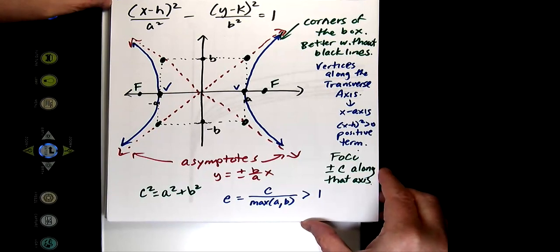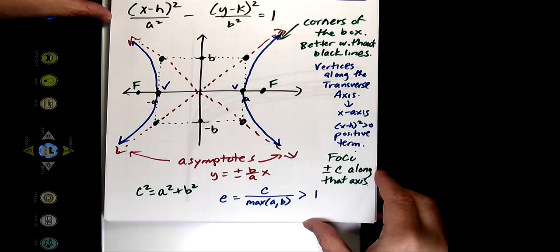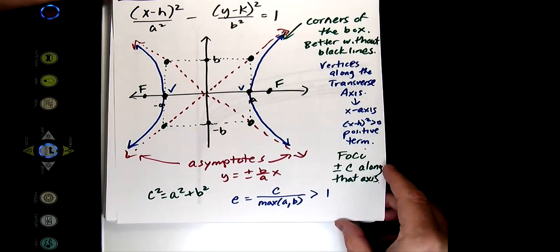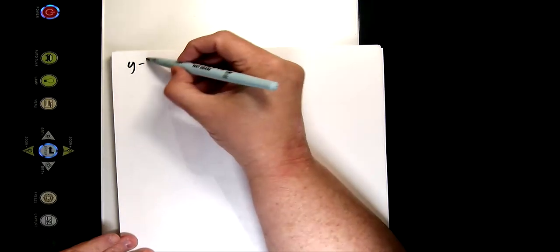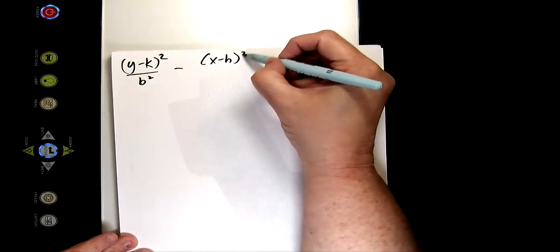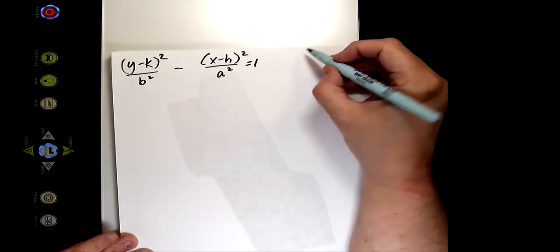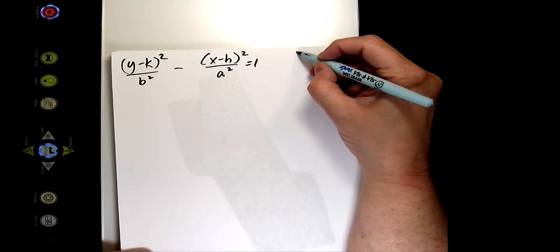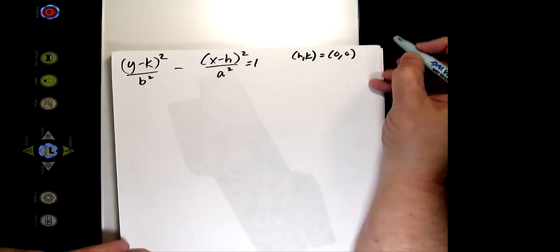We're going to do the other one that opens up next. Not very much of this changes. At least most of the steps don't change. Let's take a look at the other one, the form of y minus k squared over b squared minus x minus h squared over a squared equals 1. Again, for simplicity in graphing this initial one, I'm going to set h, k at 0, 0 for this graph.